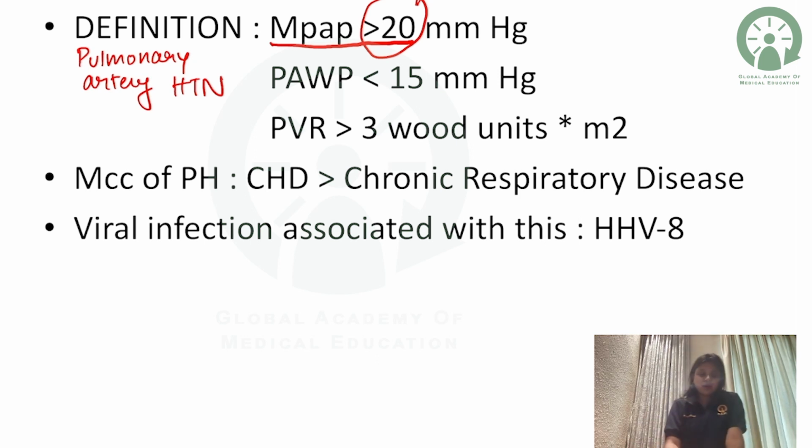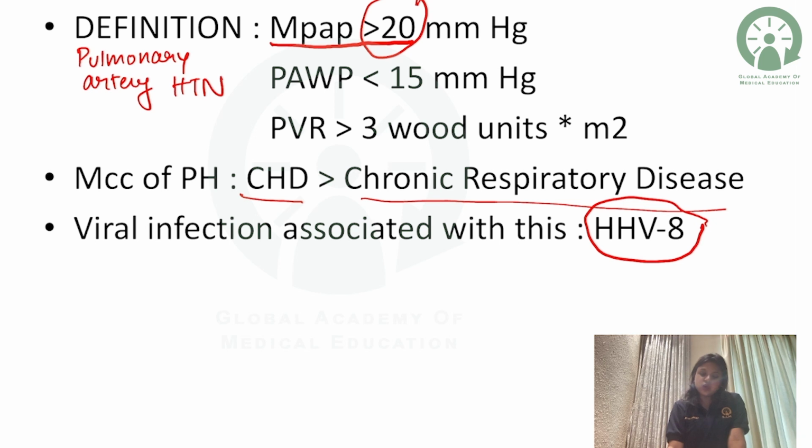And what is the most common cause of pulmonary artery hypertension? Again, it is heart disease followed by chronic respiratory disease. And the viral infection which is associated with pulmonary artery hypertension, the answer will be HHV8. Remember, there are two cardiomyopathies which are associated with sudden cardiac death. One is hypertrophic cardiomyopathy or hypertrophic obstructive cardiomyopathy, and also ARVD.